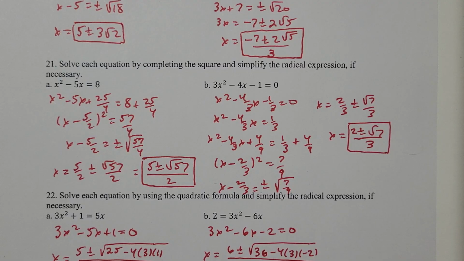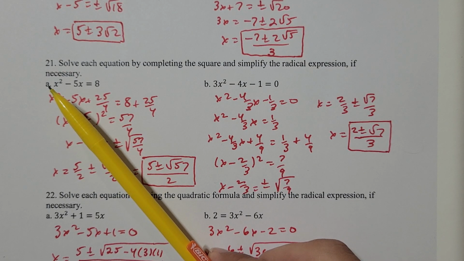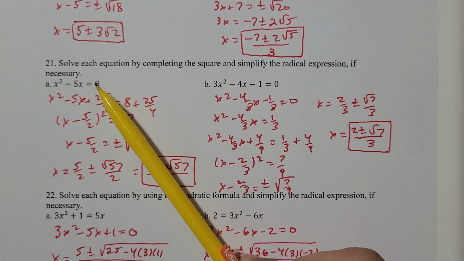Okay, so part A, I want to solve the equation x squared minus 5x equals 8, and I'm completing the square. So far we talked about factoring, and then there's the square root property. The completing the square method is another method for solving quadratics. So here's how that goes. The first thing that you want to do is you need a 1 in front of x squared. We have that. And then you want to bring the constant over to the right.